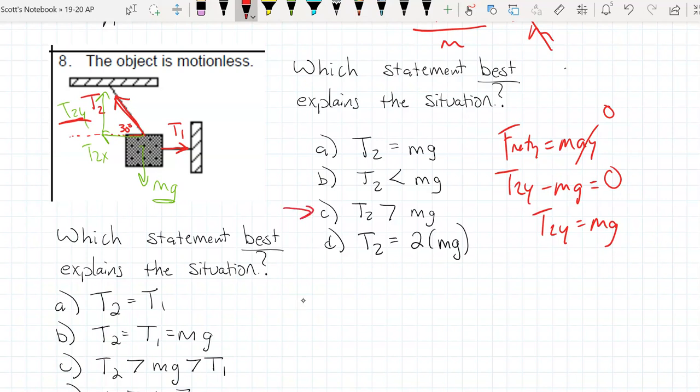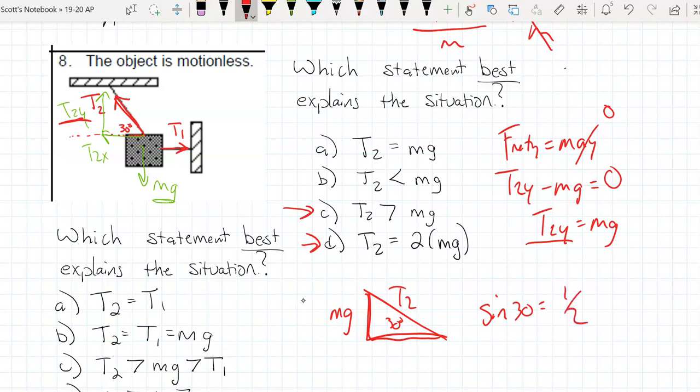So that looks good. But I got a problem. This is also bigger than mg, but it gives me a specific value. Is it double mg? Right. So if I needed to look at this a little bit more, now I can do my trig. So I know this component is equal to mg because T2y equals mg, and this is 30 degrees. And then we're trying to solve for T2. Well, I know that the sine of 30 is 1/2.